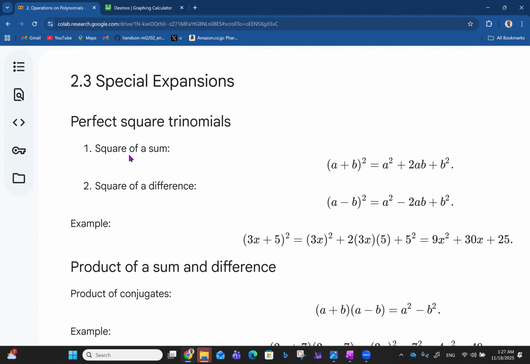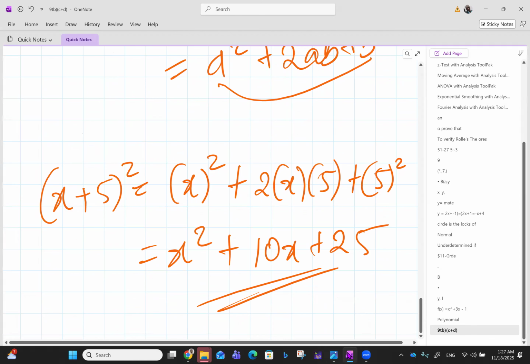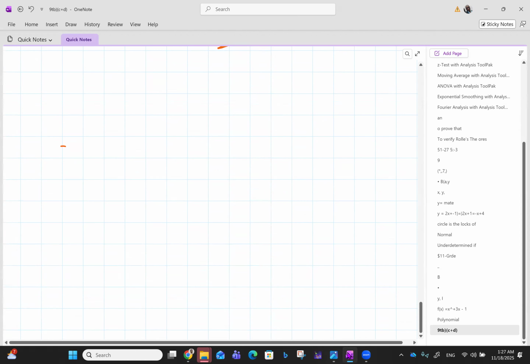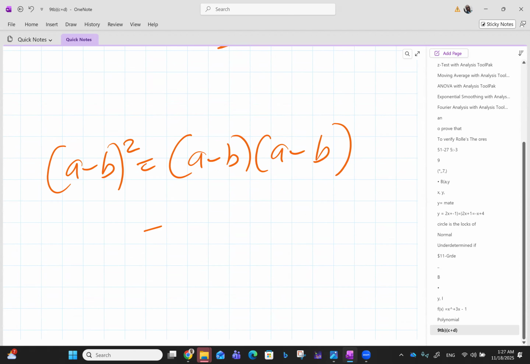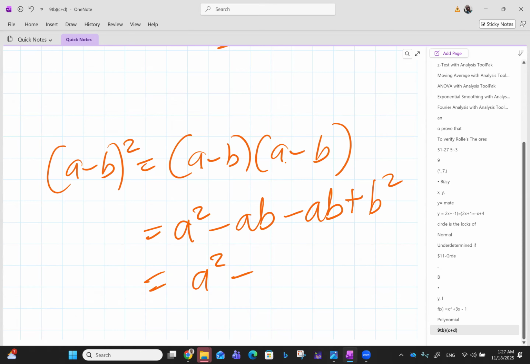Then that's the square of a sum. Then what about the square of a difference? Okay, the square of a difference, you have a minus b squared. So that's a minus b all squared. So that's a minus b into a minus b. So that is a times a, a squared. A times minus b, that's minus ab. Then minus b times a, that's minus ab again, or minus ba. Then minus b times minus b. Minus and minus is plus, b times b is b squared. So that's a squared minus 2ab plus b squared.